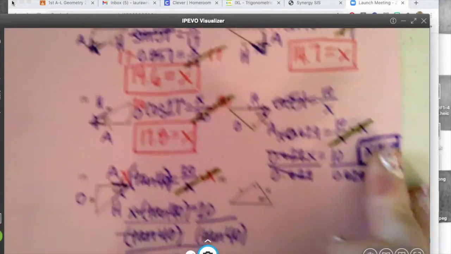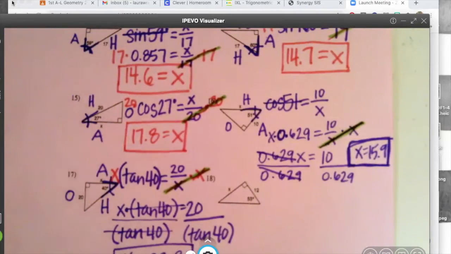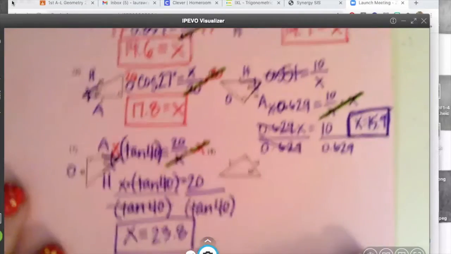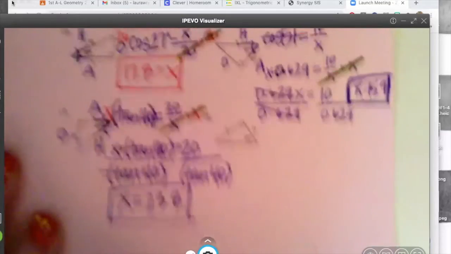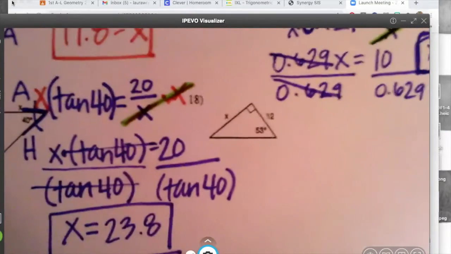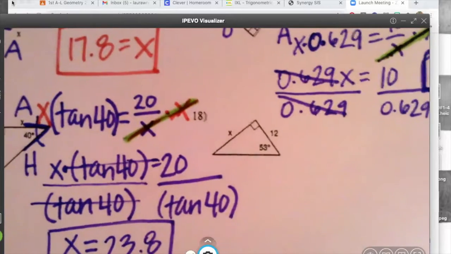So with that said, I want you to try number 18. If you want to pause after you've set it up, then I will check that step for you, but ultimately I do want you to try to solve it without my instruction. Of course, we'll check it.